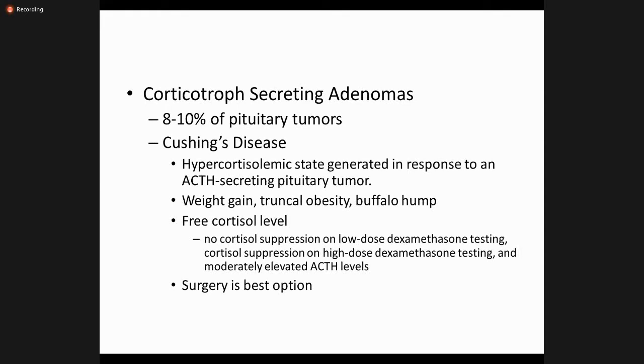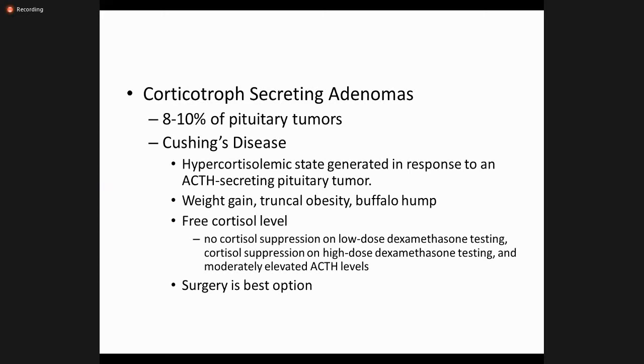Then the corticotroph secreting adenoma, that is adrenocorticotropic hormone secreting. They are 10% of the pituitary tumors, as a result of which there are symptoms of cortisol excess, hypercortisolism. They produce Cushing disease. And the symptoms of hypercortisolism, as I said earlier, are increased body weight, edema, buffalo hump, moon face, and acne. These are all the symptoms.